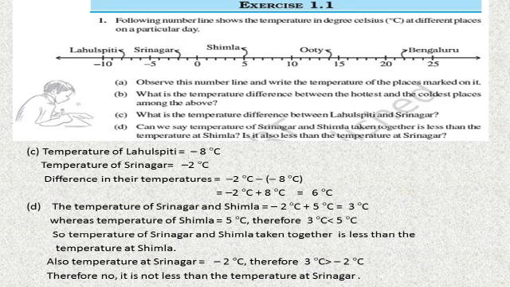C part. What is the temperature difference between Lahul Spiti and Srinagar? So let us first write down the temperatures of the two cities. Temperature of Lahul Spiti minus 8 degrees Celsius and temperature of Srinagar minus 2 degrees Celsius. We have to calculate their difference, difference in their temperatures. So difference is always calculated by subtracting the smaller number from the bigger.